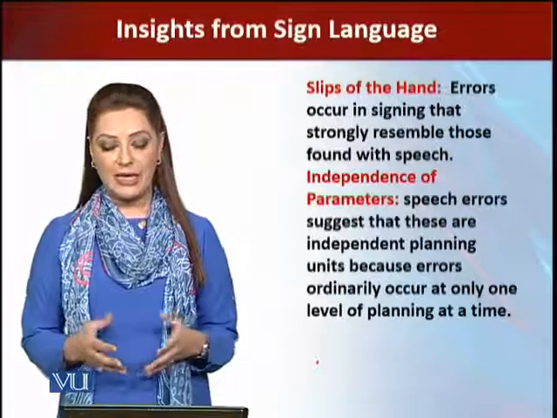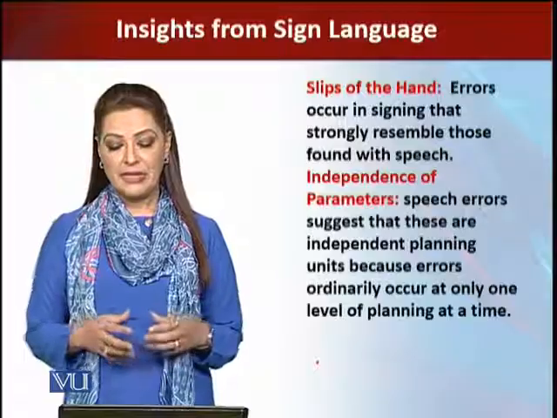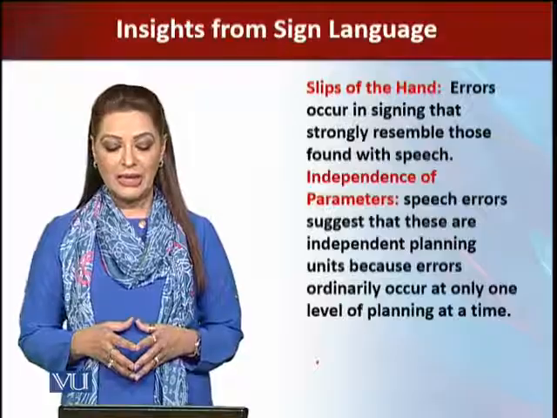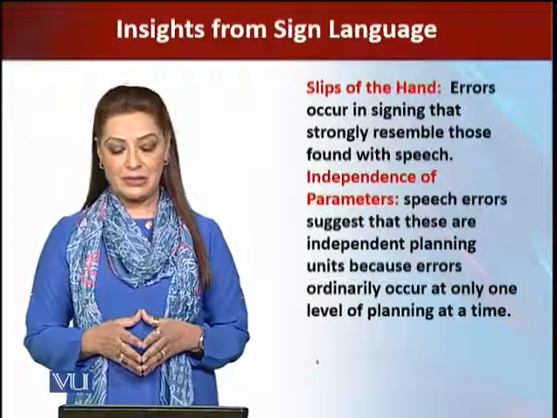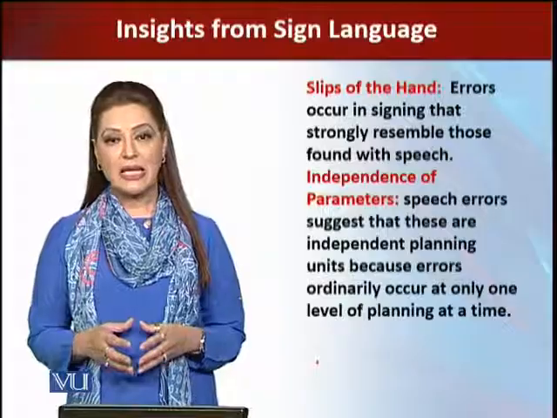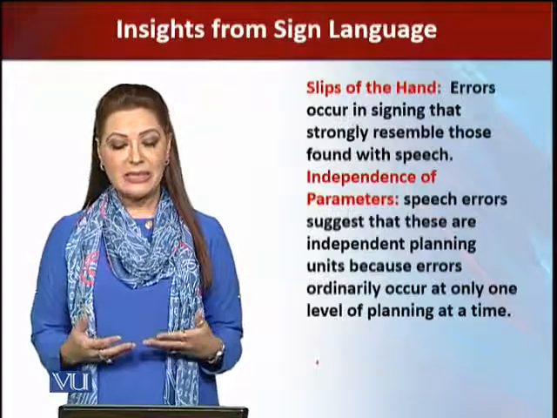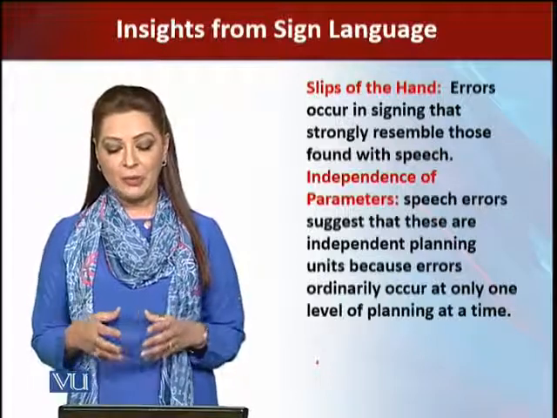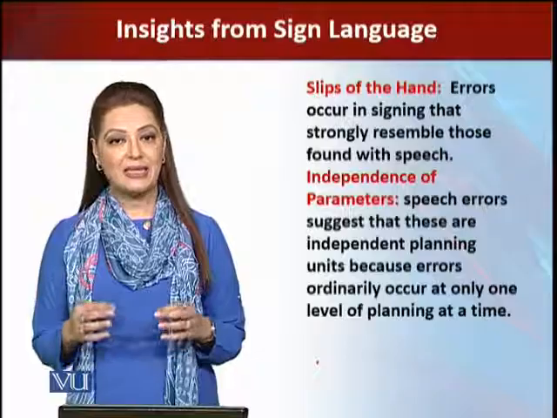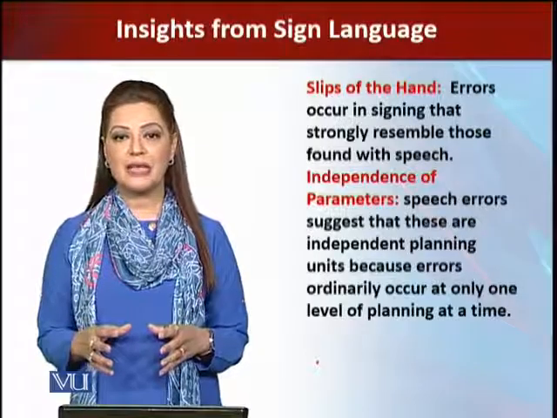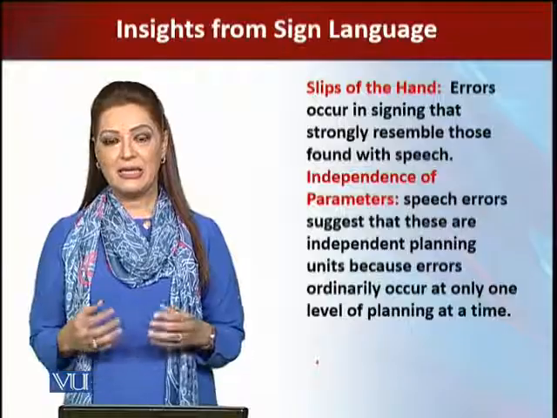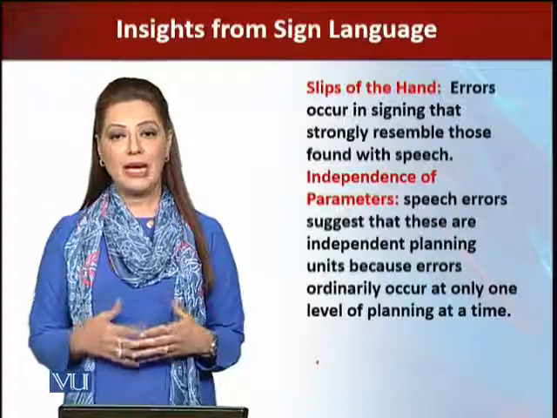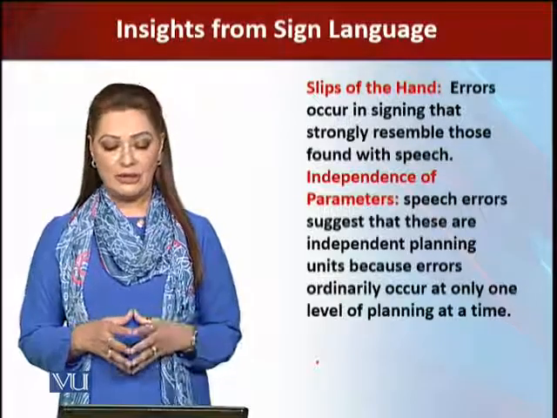We have slips of the hand. Errors occur in signing that strongly resemble those found with speech. Independence of parameters: speech errors suggest that these are independent planning units because errors ordinarily occur at one level of planning at a time. So there is no such thing as multiple processing. It is one happening at a time. Now we will look at these with the help of some images.